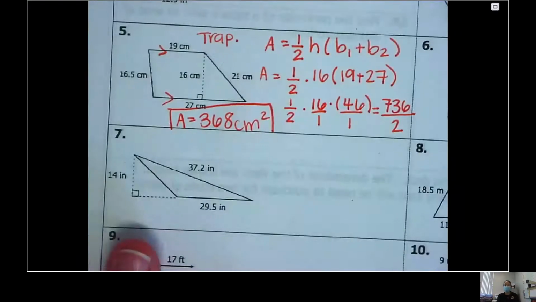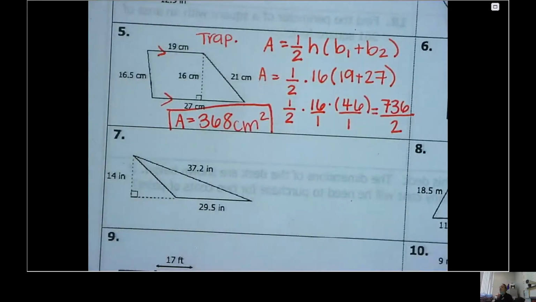Ta-da! And you're done. So that's it. It's just, can you plug it into the right equation and can you put it into your calculator the right way? Easy peasy, right? Not too bad. Do I have any questions so far? Are you ready to go to a harder problem? Okay, good. Flip it over to the back.